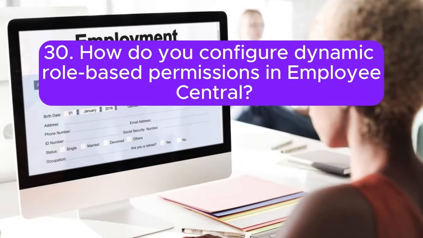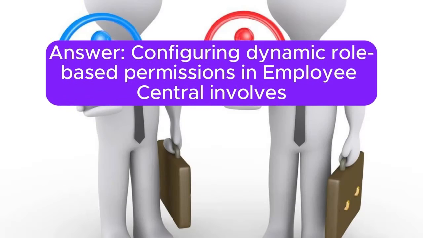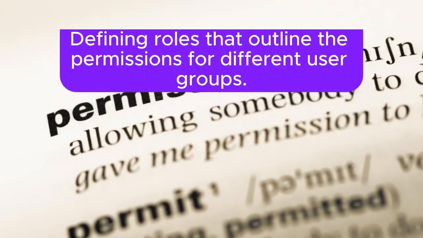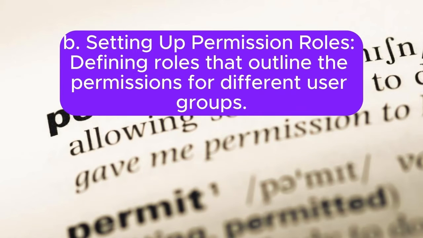30. How do you configure dynamic role-based permissions in Employee Central? Answer: configuring dynamic role-based permissions in Employee Central involves A. Defining permission groups, creating groups based on criteria such as job, role, location, or department. B. Setting up permission roles, defining roles that outline the permissions for different user groups.